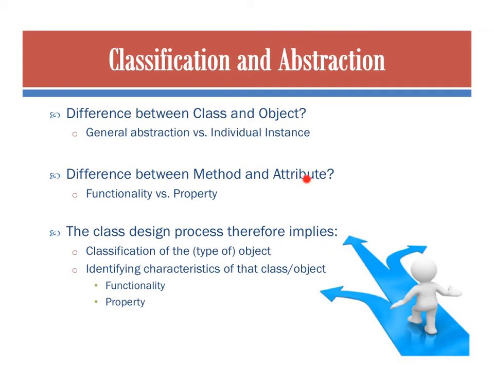And the difference between method and attribute, both of these are characteristics of our class, but the method refers to the functionality, while the attribute refers to a specific property. If we have a process associated with it, then it's going to be a method, and it's going to refer to the functionality. But if it's simply a value, then that's our property, which will be our attribute. And so this design process implies that we're classifying types of objects, and we're identifying these characteristics in terms of functionality and properties.